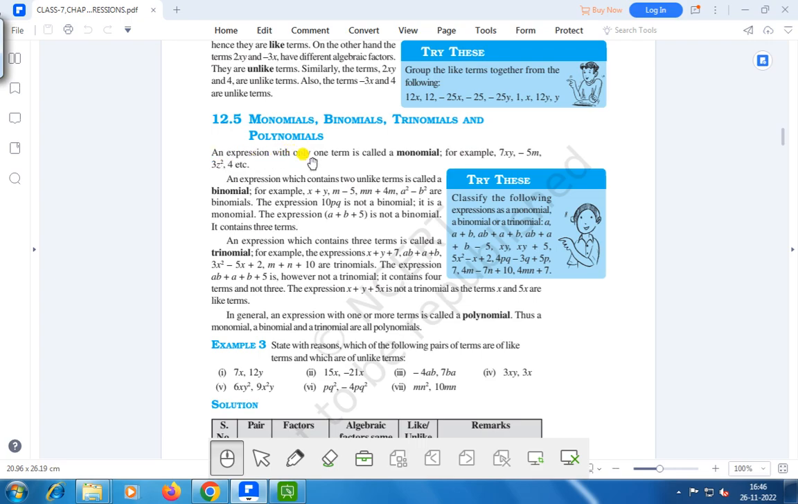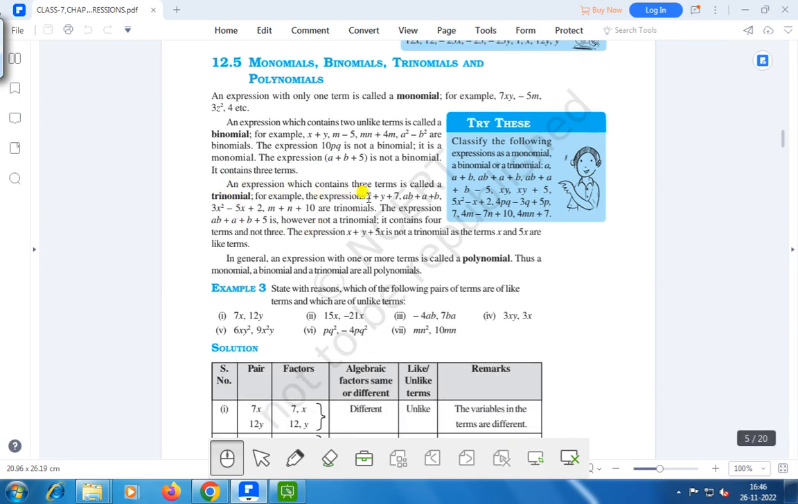An expression with only one term is called a monomial, that is 7xy, minus 5m, 3z square, 4, etc. An expression which contains two unlike terms is called a binomial. For example, x plus y, m minus 5, mn plus 4m, a square minus b square are binomials. The expression 10pq is not a binomial, it is a monomial. The expression a plus 5, b plus 5 is not a binomial, it contains three terms.